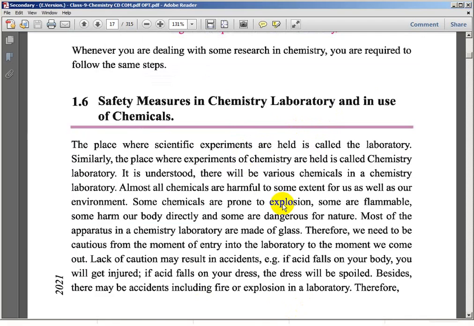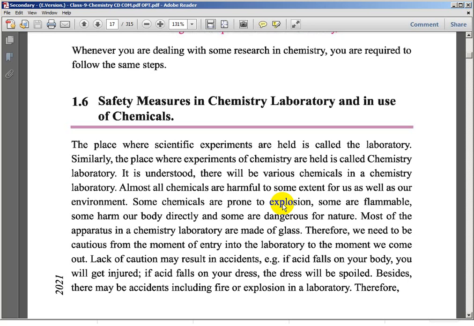In chemistry, everything is chemicals, and different chemicals have different properties. Some chemicals are flammable, like ethanol, and methane gas burns when you cook. Some gases are flammable, and some liquids are also flammable, like ethanol, benzene, and acetic acid.